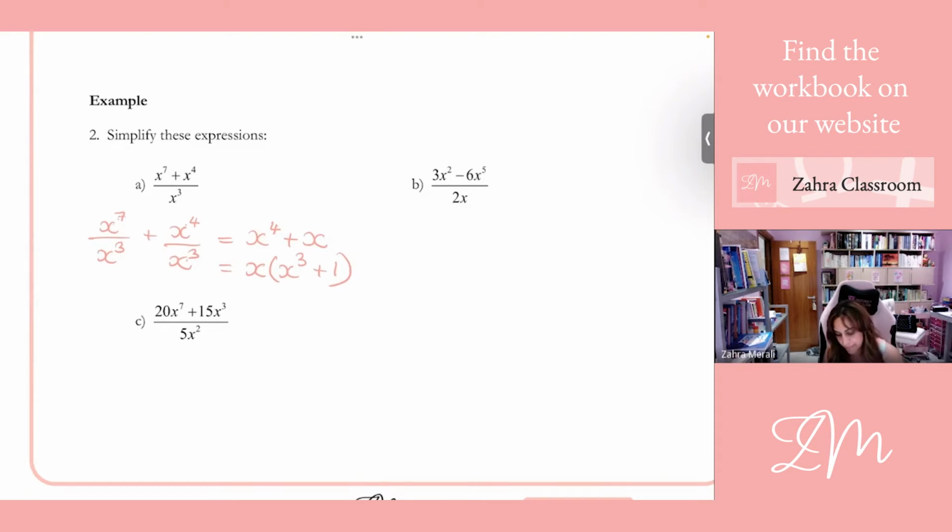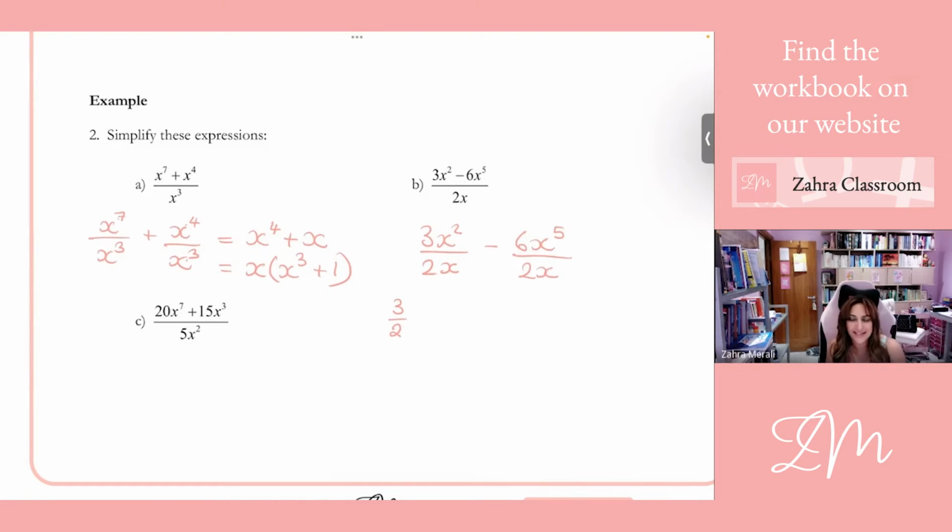Right, next one, we've got 3x squared divided by 2x. And then we've got 6x to the 5 divided by 2x. 3 divided by 2, if we were in decimals, that's 1.5, but in pure maths we're just going to leave it as a fraction.